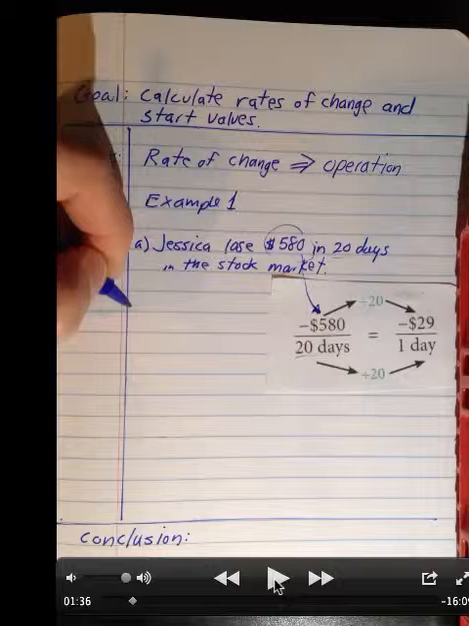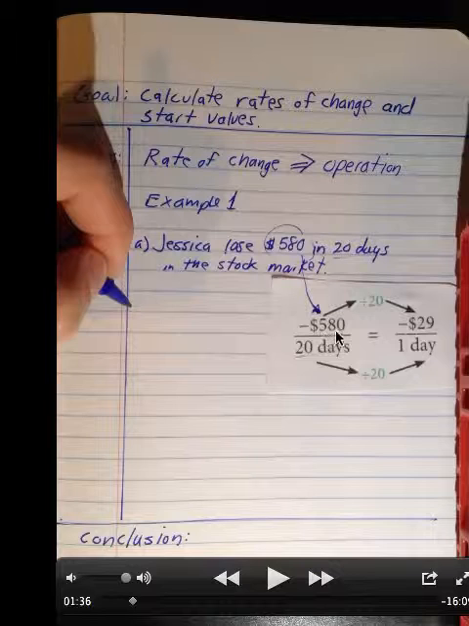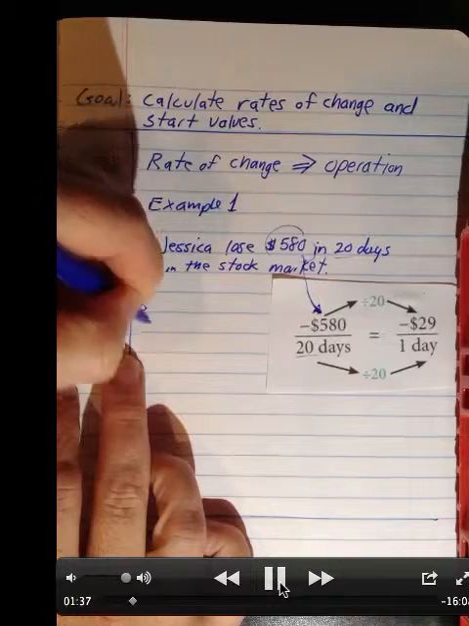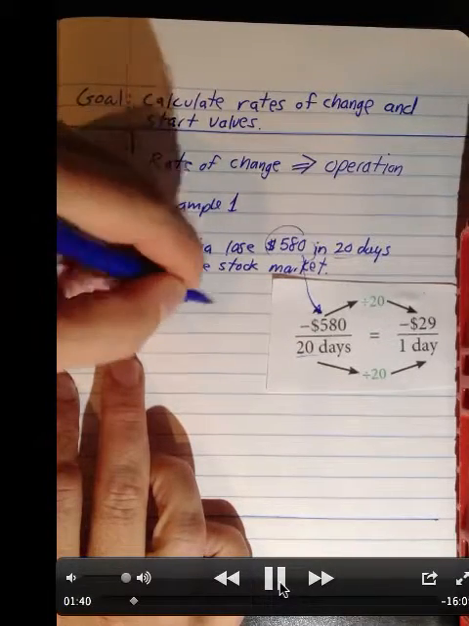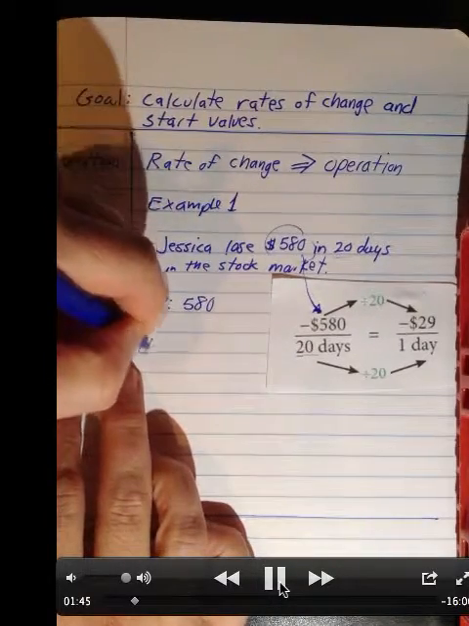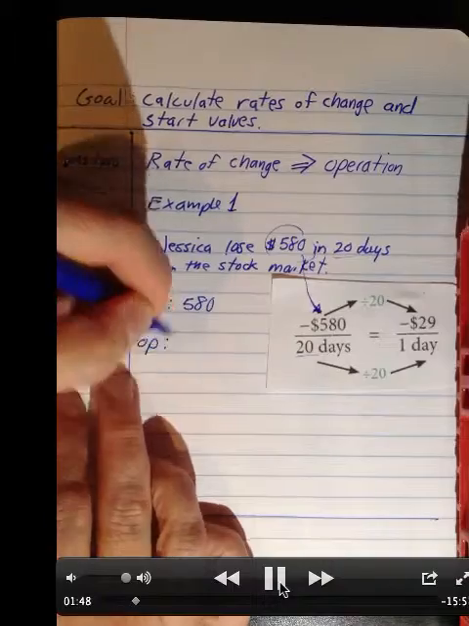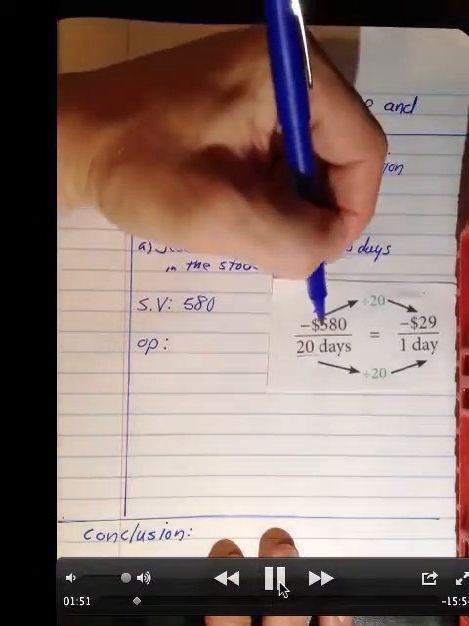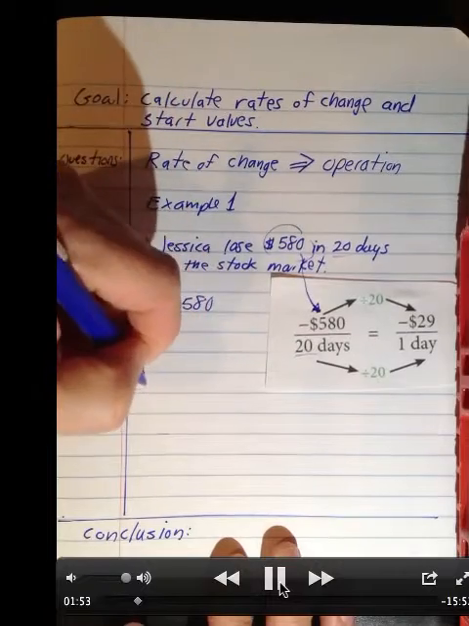So what we do is set up a rate, minus $580 for 20 days, and we're going to divide both numbers by 20 to reduce it to how much she loses for just one day. And this is our operation. This is our rate of change. So our start value is $580, and the operation is minus or subtract 29, because 580 divided by 20 is 29.